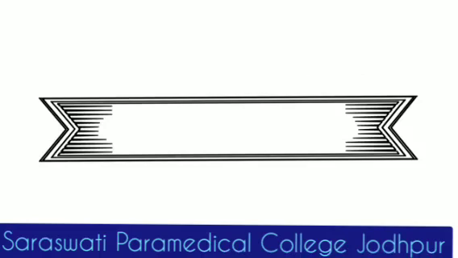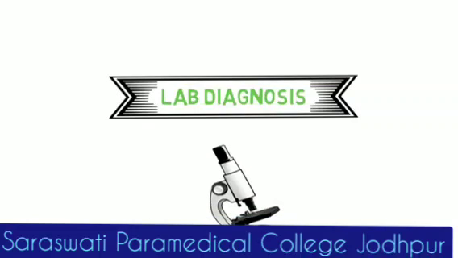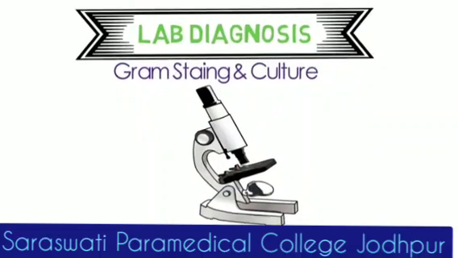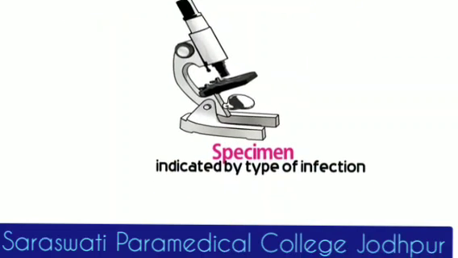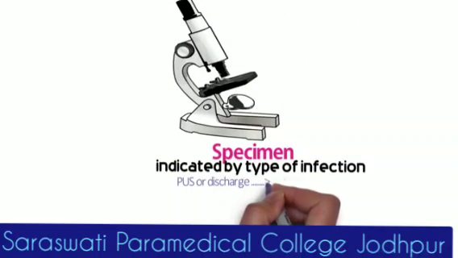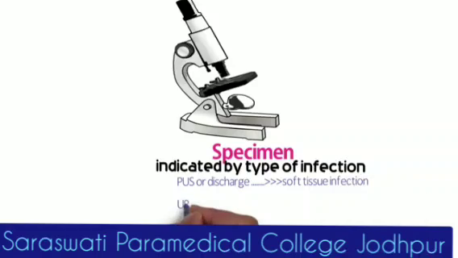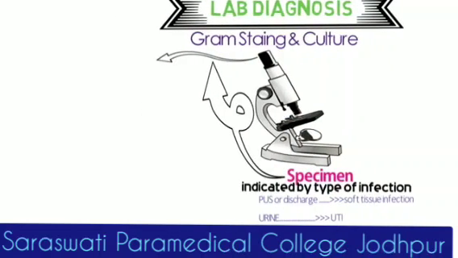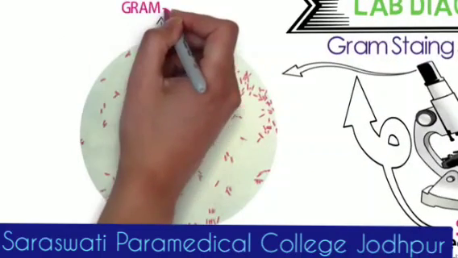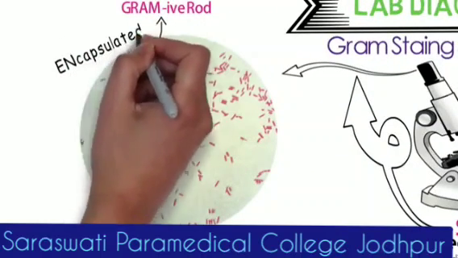And now we move on to the lab diagnosis. In lab diagnosis, we shall discuss Gram staining and culture. Specimen is obtained as indicated by the type of infection, like take specimen from skin infection, take pus from soft tissue infection, take urine in UTI, take blood in sepsis, and take sputum in pneumonia, and so on and on. Gram stained specimen shows gram negative rod, that is motile and encapsulated.